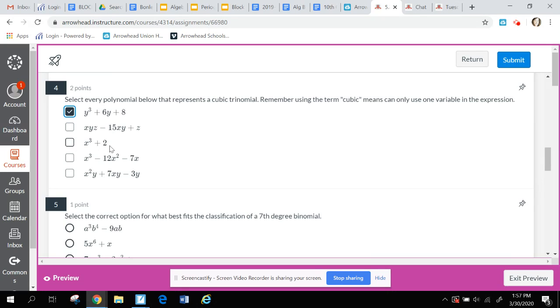Then I have x to the third plus 2. Well, it's good that it's a degree of 3, but it doesn't match the definition of trinomial, so we wouldn't select that one either. Our fourth one, x to the third minus 12x squared minus 7x, would work. It's a degree of 3, and it only uses x's. And then our last one, despite it being degree 3, uses x and y, so we cannot select it. So the only two that would work for this one are the first and fourth.